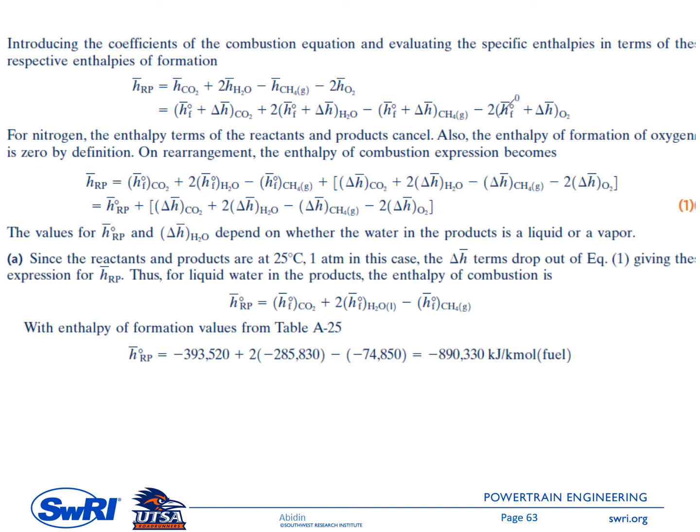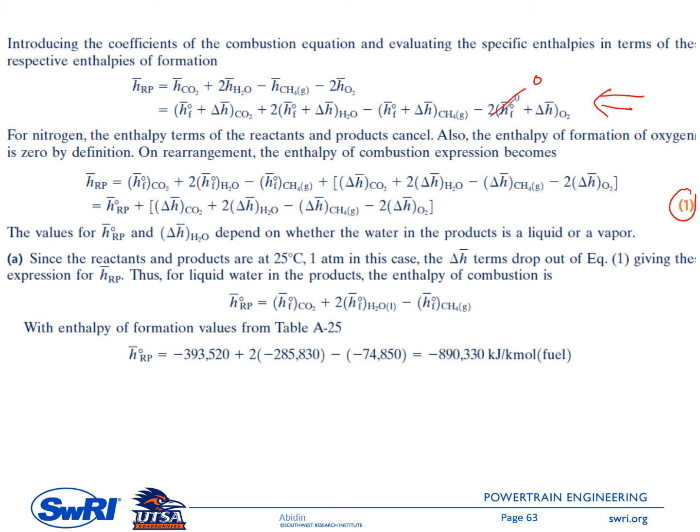Next step is to introduce the coefficient of combustion equation and evaluate the specific enthalpies in terms of the respective enthalpies of formation. So we have this equation, and the enthalpy of formation for oxygen is 0. And then we don't need to include the enthalpy term for nitrogen, because the nitrogen enthalpy for the reactant equals the nitrogen enthalpy of the product, so both cancel out. And then by rearranging the terms, you will get equation 1.